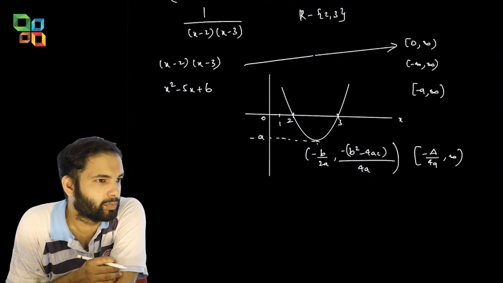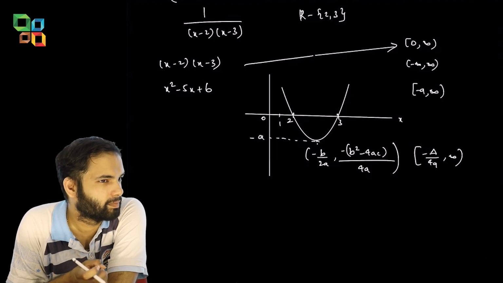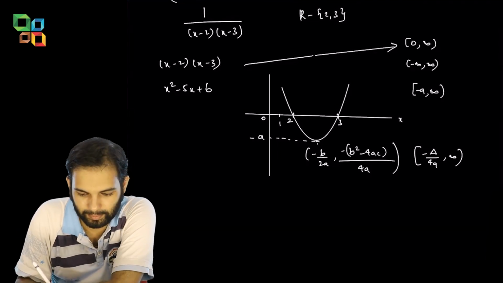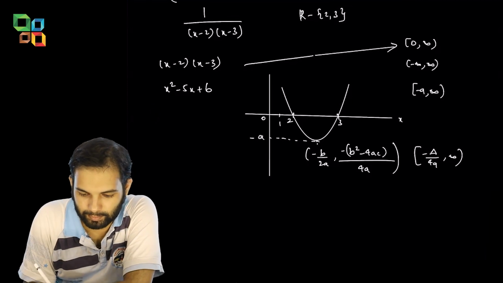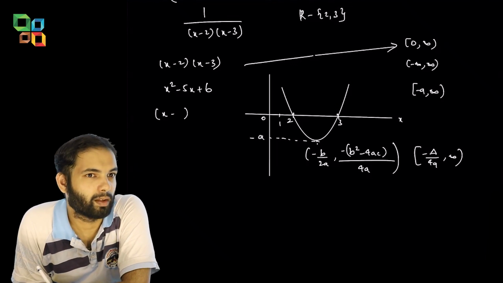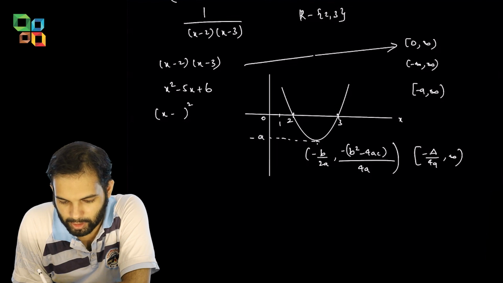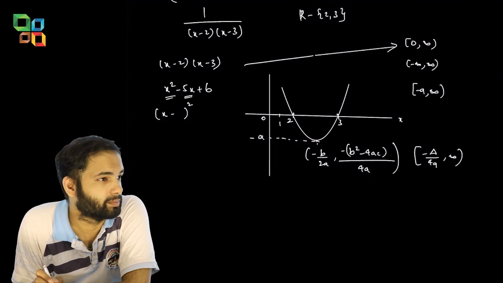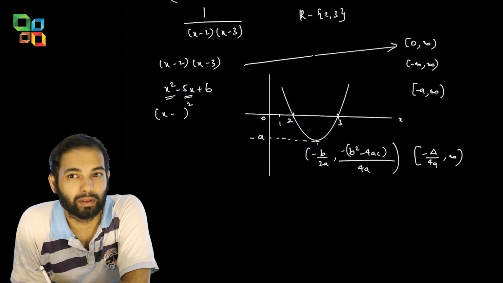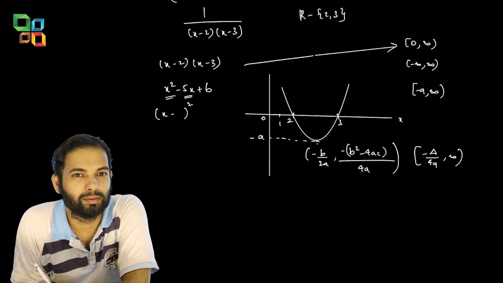Does anyone? No? Have you heard about completing the squares? Yes. It's a quadratic equation. Didn't you even try that? Can you complete the square here? How to do it? X minus 5. See, this whole square should cater to these two numbers, right? So x minus what whole square? X minus, it is 5 by 2, right?